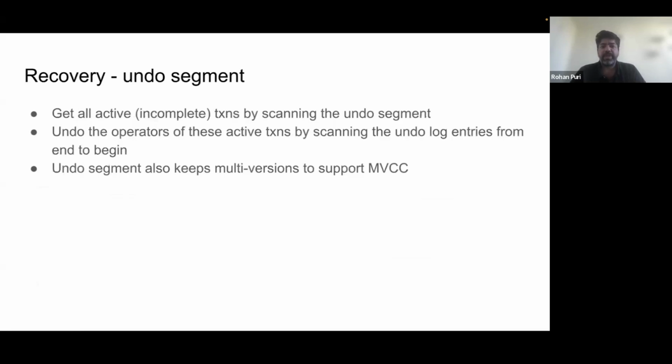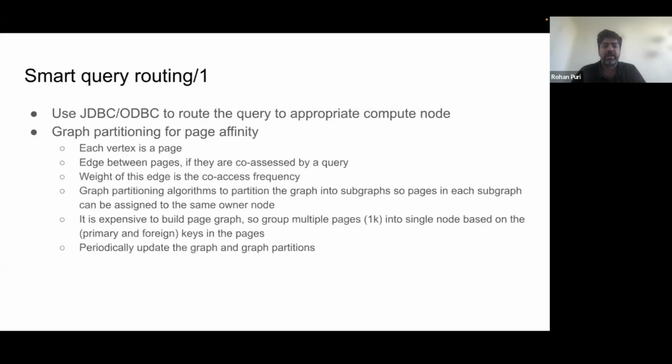So the undo segment scans all the active and incomplete transactions, and it applies the transaction from end to begin. It also keeps multiple versions to support MVCC. There is a lot more detail about these things in the paper. It's pretty complex. I have a lot of slides at the end of this which get into more details, but we'll not be talking more about it though.